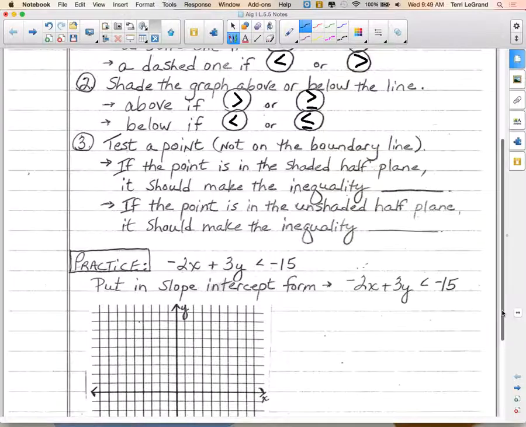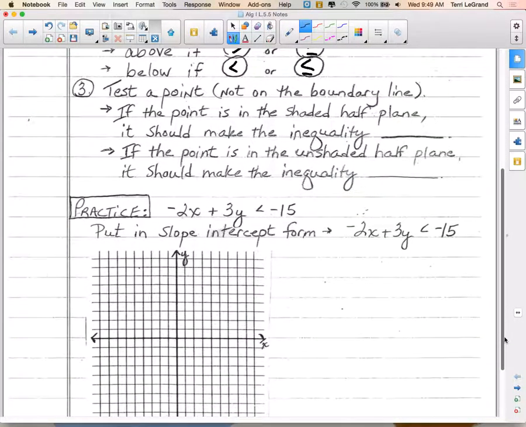And then last but not least, we test a point not on the boundary line. We're not testing the boundary line. What we want to test is, did we shade the correct half plane? So did we shade the correct side of the boundary line? So we're going to test a point not on the boundary line. That's huge. Do not pick a point from on the boundary line. I'm not going to make you test the boundary line. Maybe I should, but I'm not going to. I want you to make sure you're shading the correct side.